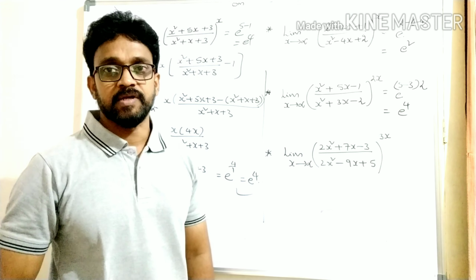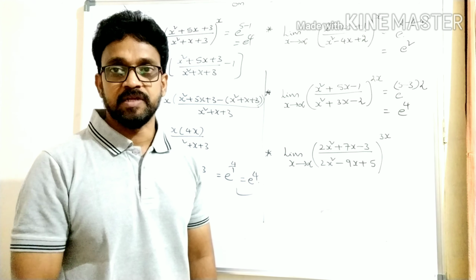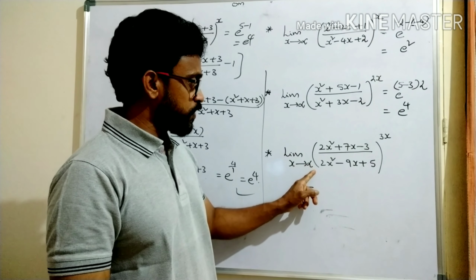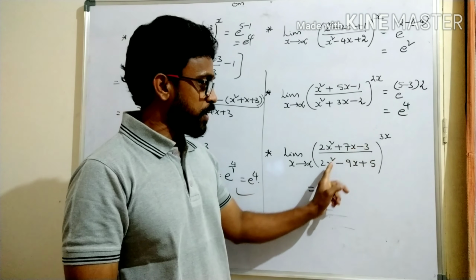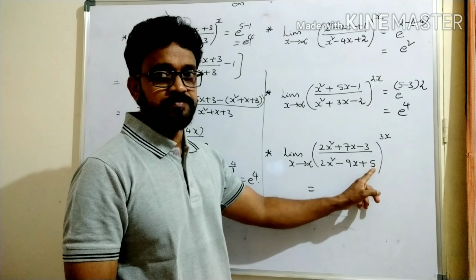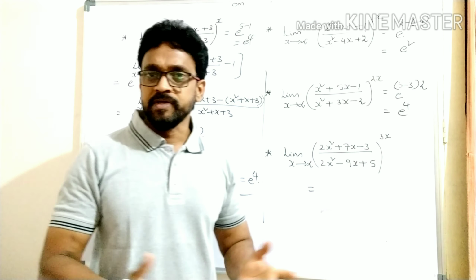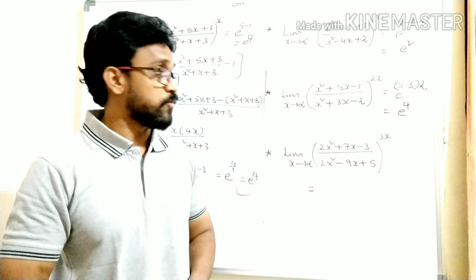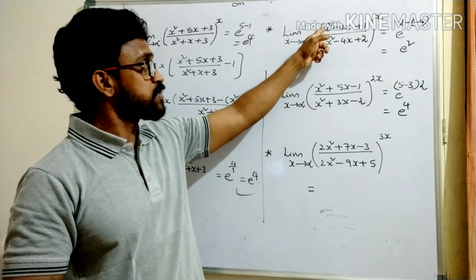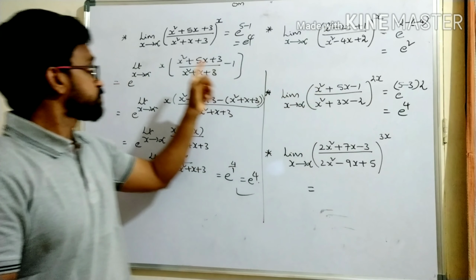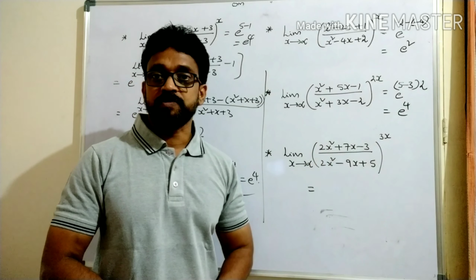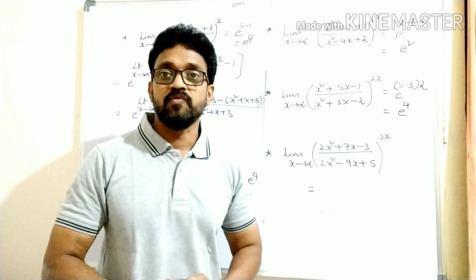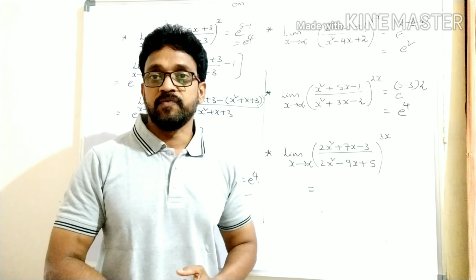This is actually a 4 marks question at JEE Mains level. Okay, now observe the next one. Limit x tends to infinity of (2x square plus 7x minus 3) by (2x square minus 9x plus 5), whole power 3x. What is the difference here? A small difference we observe now: in the previous three problems the x square coefficient was unity, but here the x square coefficient is not unity, that is not equal to 1. Now, how to identify the answer?